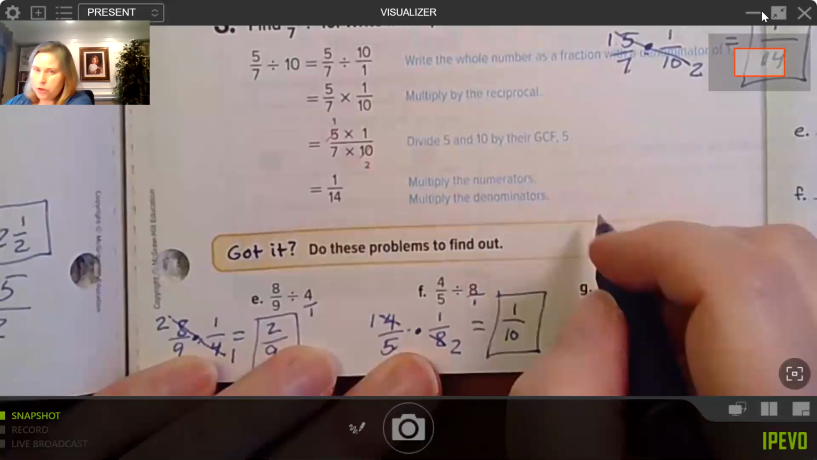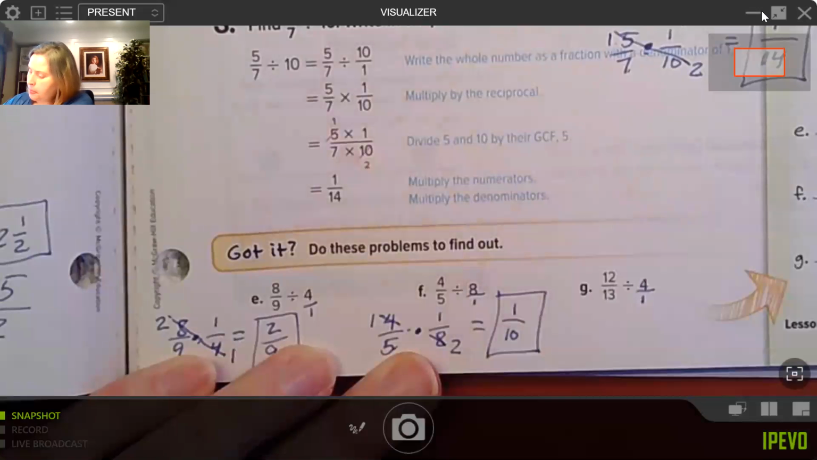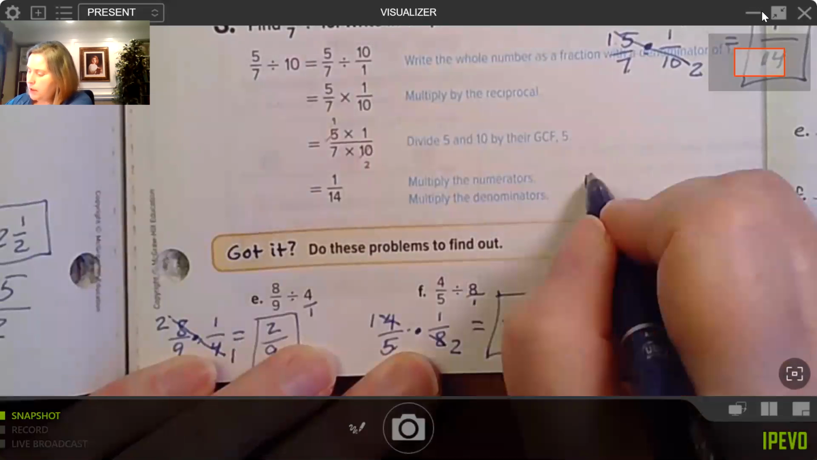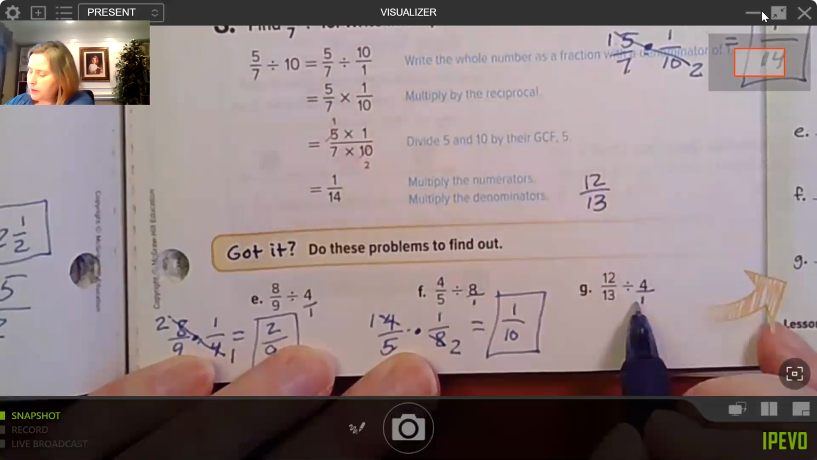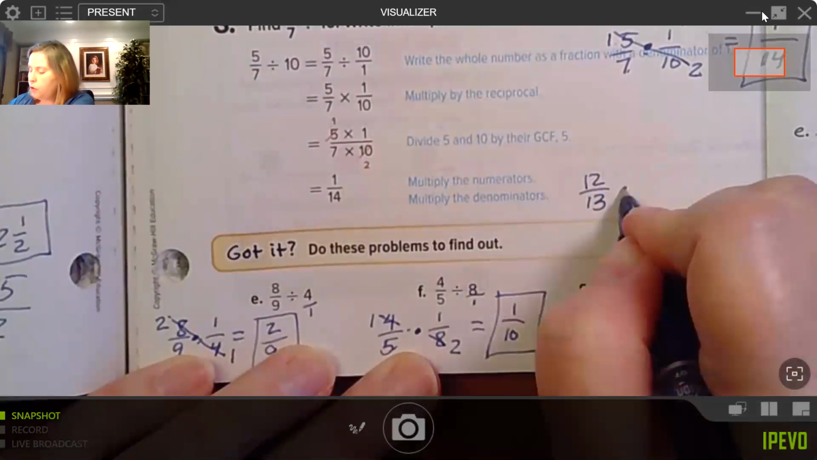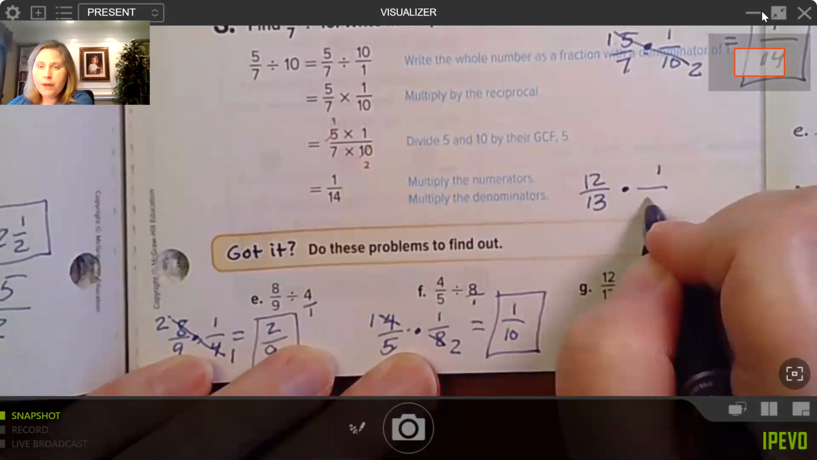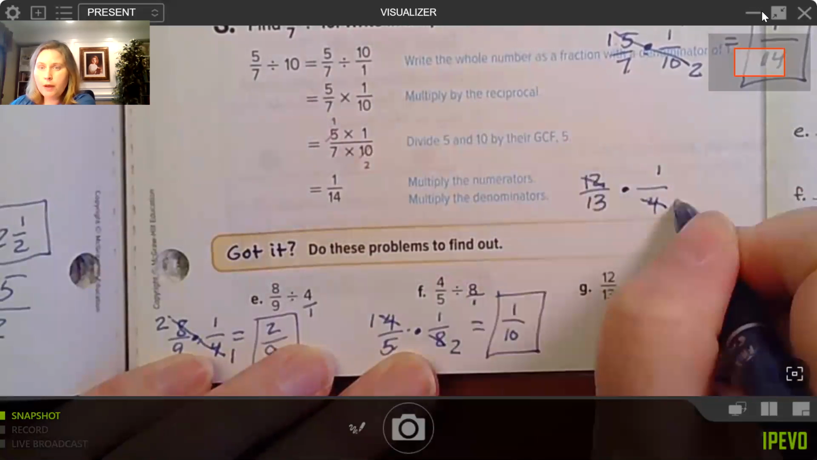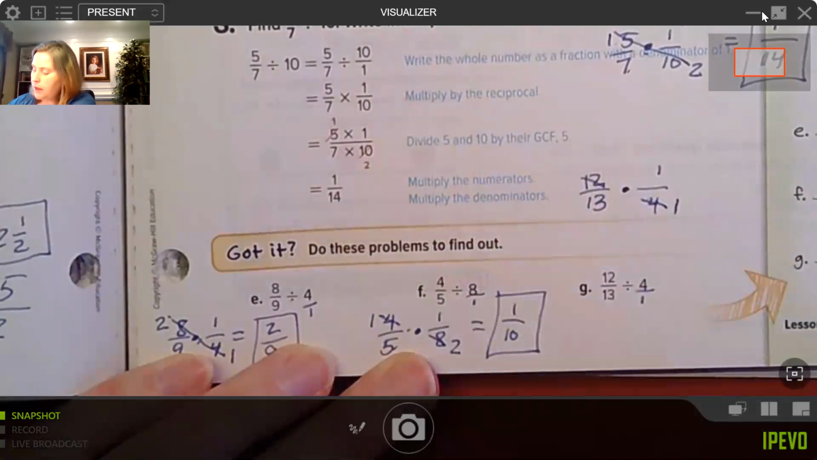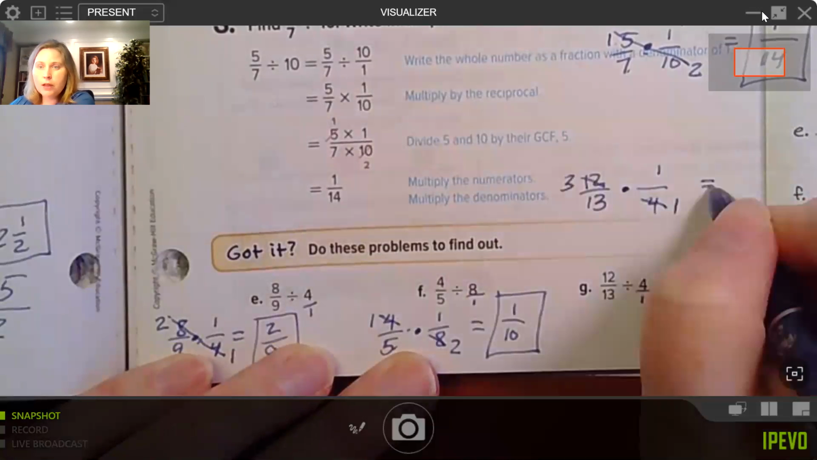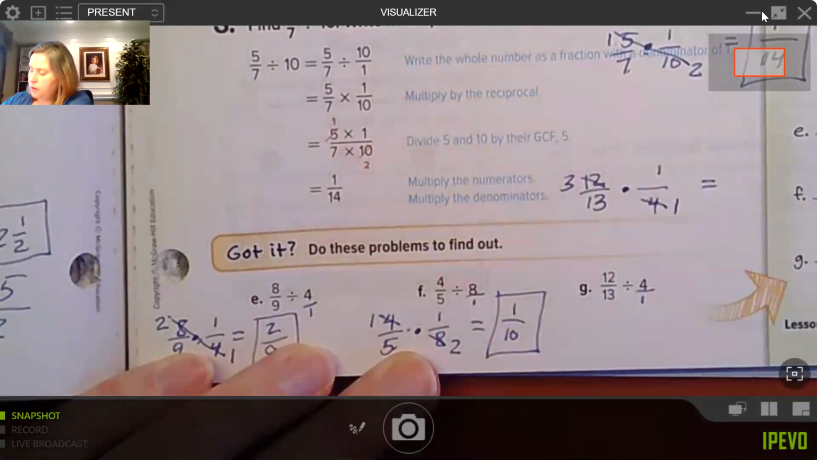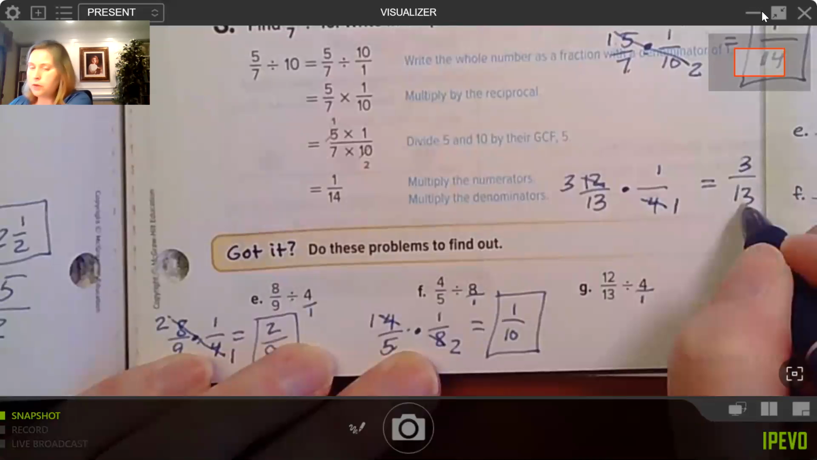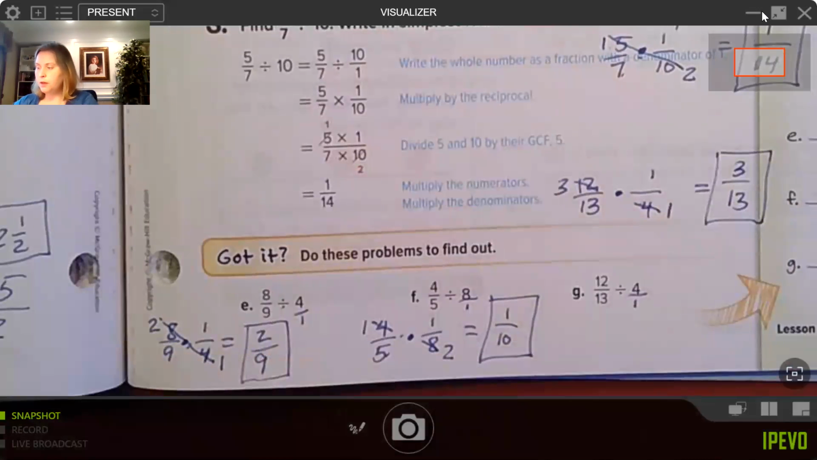And then letter G, we have 12/13 divided by 4 over 1. So I'm going to write here just so I have a little bit more space. 12/13. I'm going to change my divide into times. And then I'll change the 4 over 1 into 1 over 4. And I look for cross cancellation. 12 and 4 are both divisible by 4. 4 divided by 4 is 1. 12 divided by 4 is 3. And then I multiply. Numerator times numerator is 3. Denominator times denominator is 13. So my answer is 3/13.